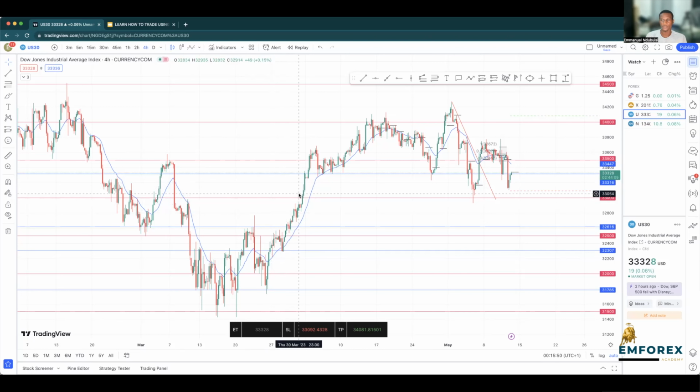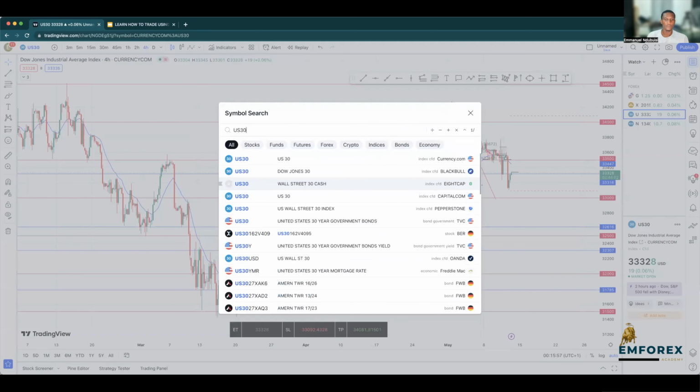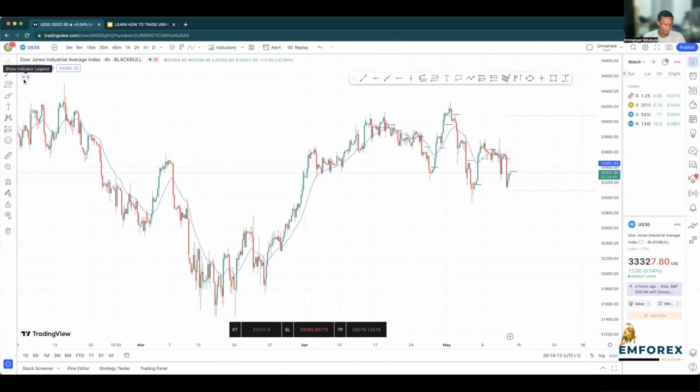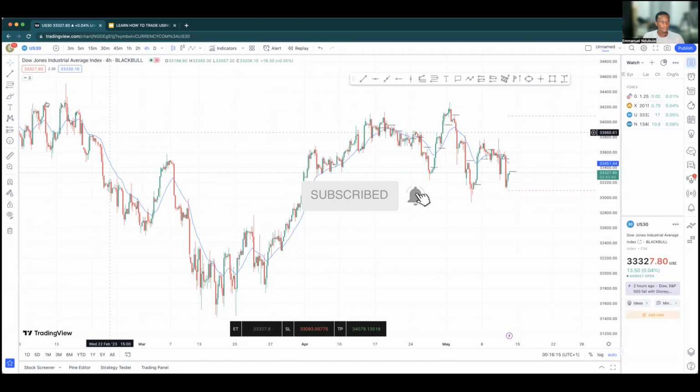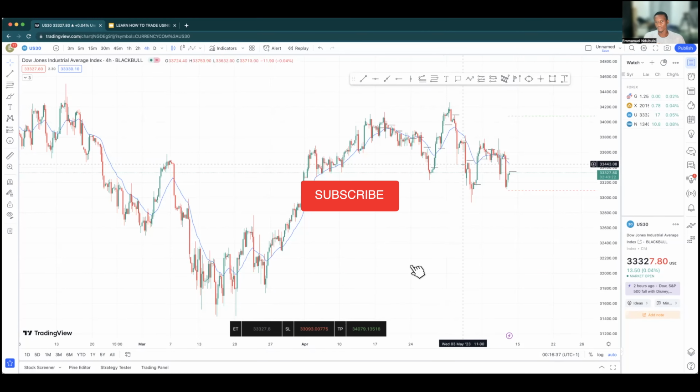This is the US 30, so I'll be opening a fresh chart on the US 30. Let me clear some of these indicators I use. They are just minor indicators like the moving average, my pivot point, stop loss, and TP finder. They are just little indicators I use to add to my confluence.